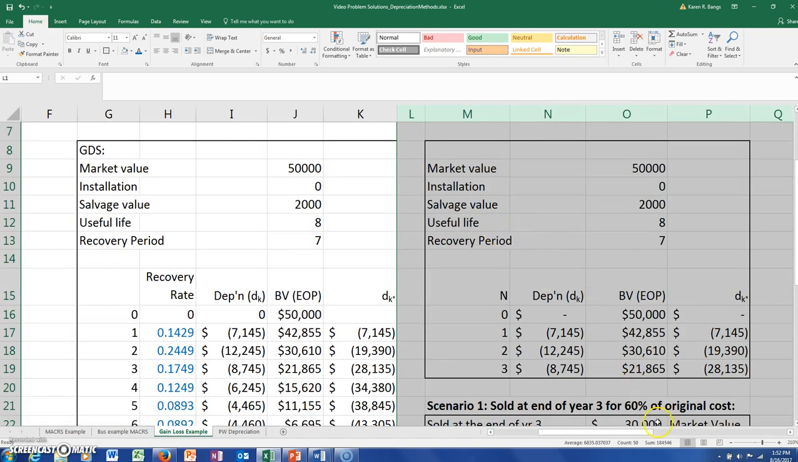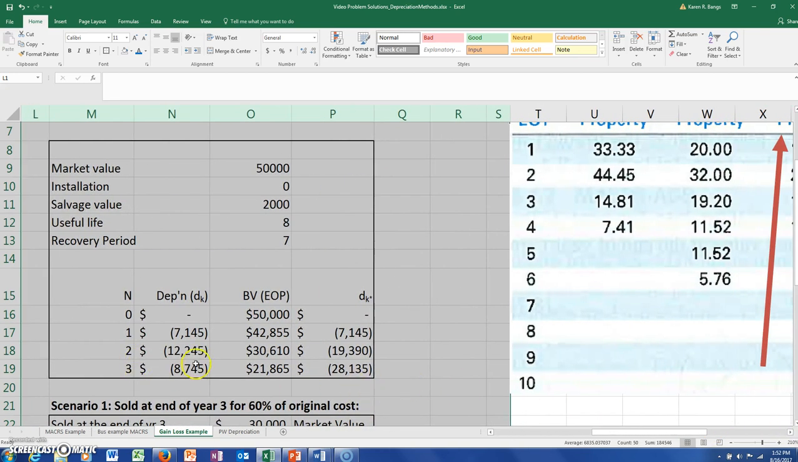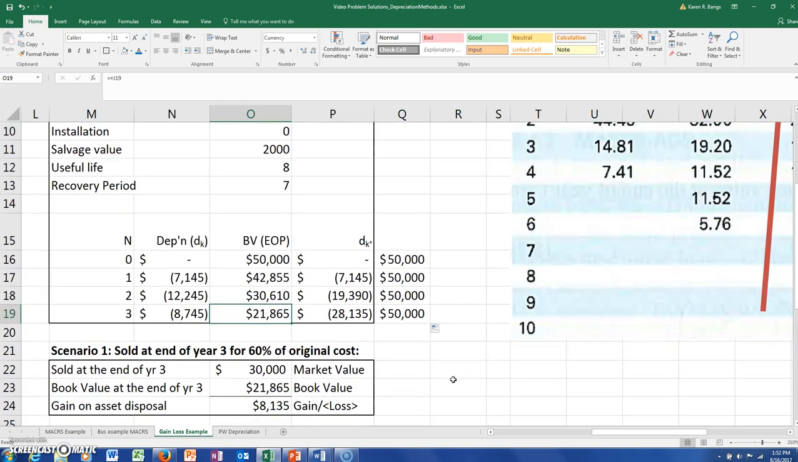So what we would do is we would have the same information here, but we see now we're stopping at the end of 3 years. So we have a book value of $21,865 and we have accumulated depreciation of $28,135. Again, if we add up the accumulated depreciation plus the remaining book value, that's going to be our $50,000. So we see that we're still good here, but now we have $21,865 that we have to somehow get off of our books. So how do we do that?